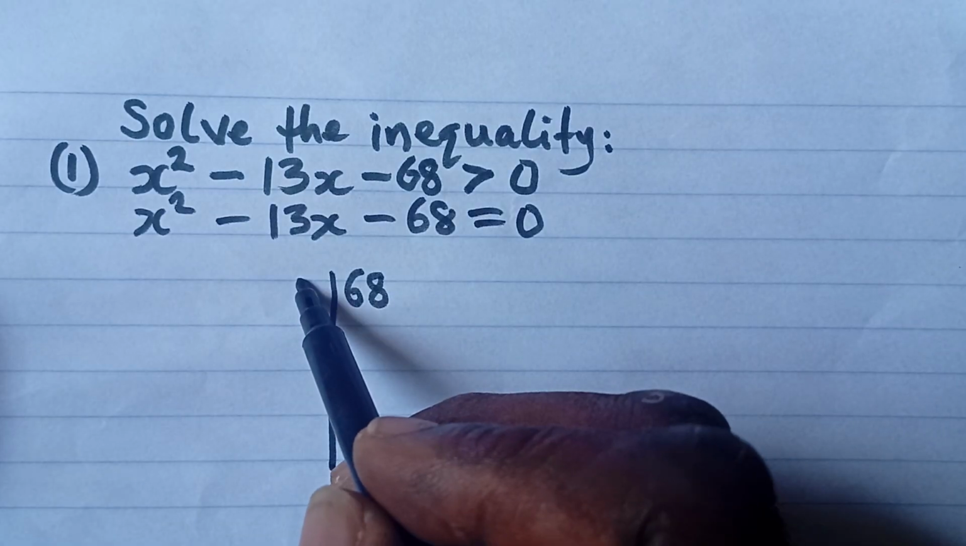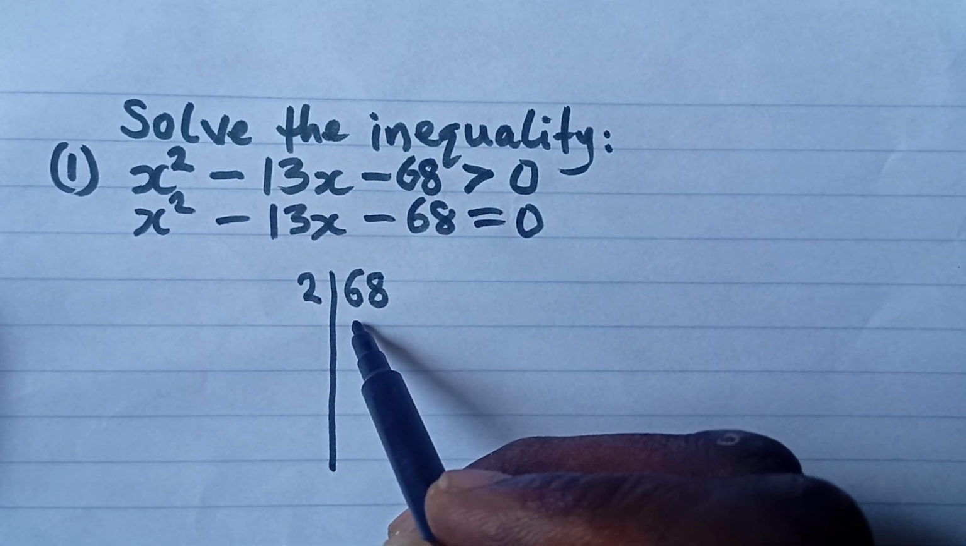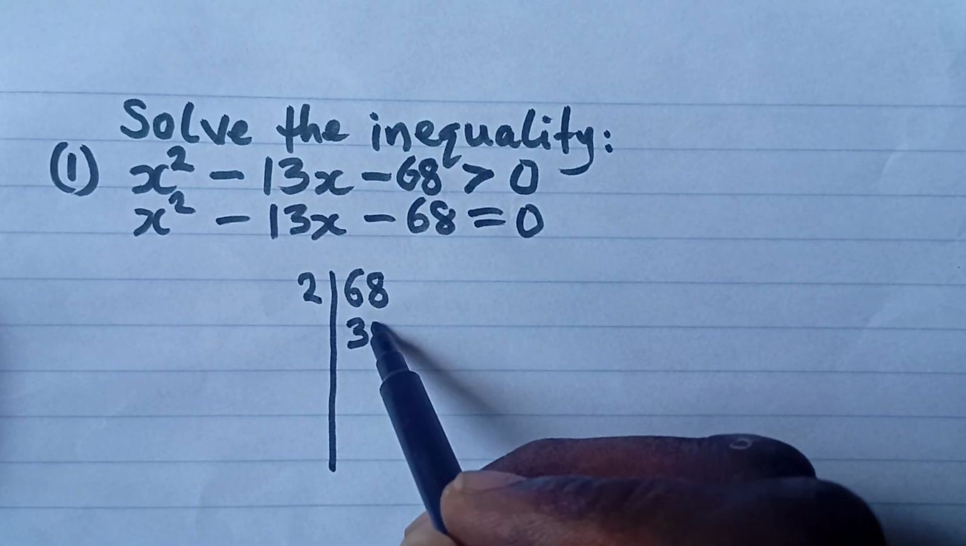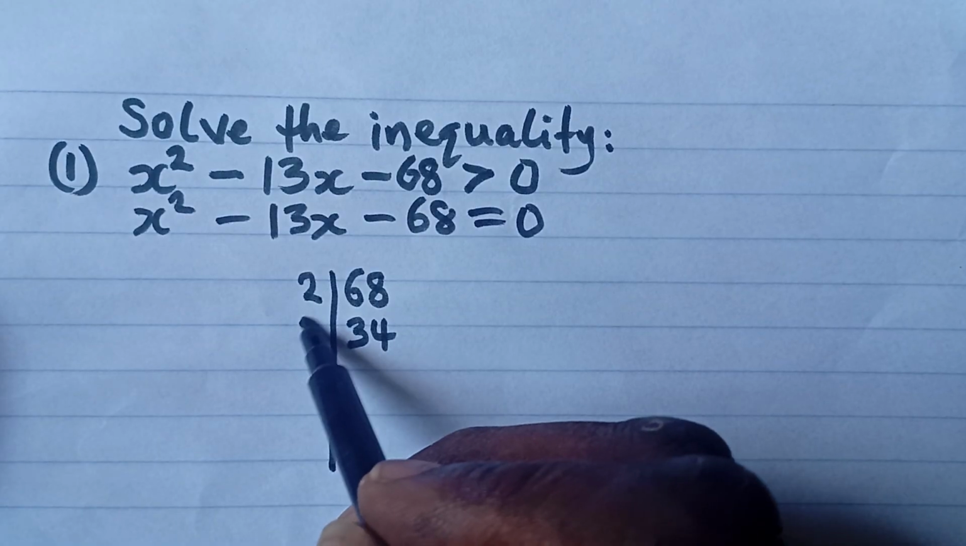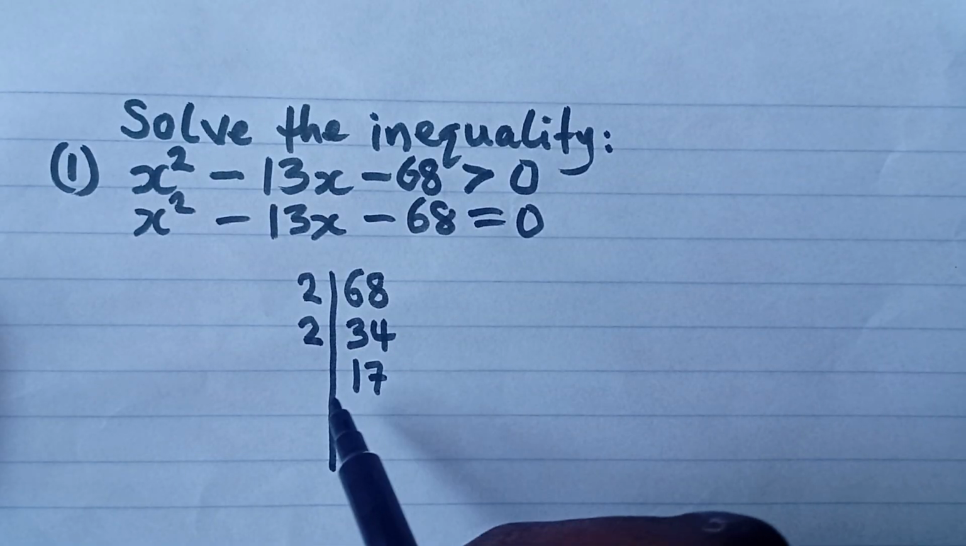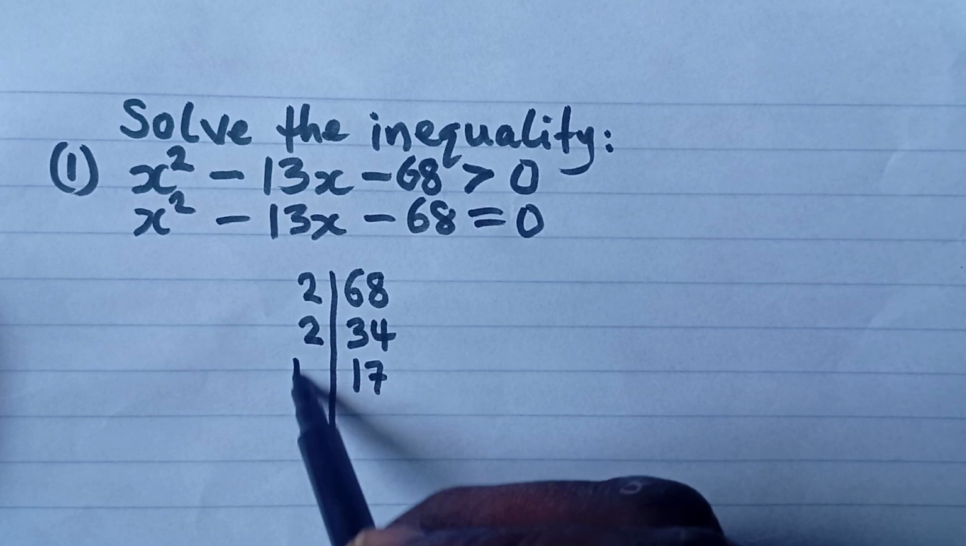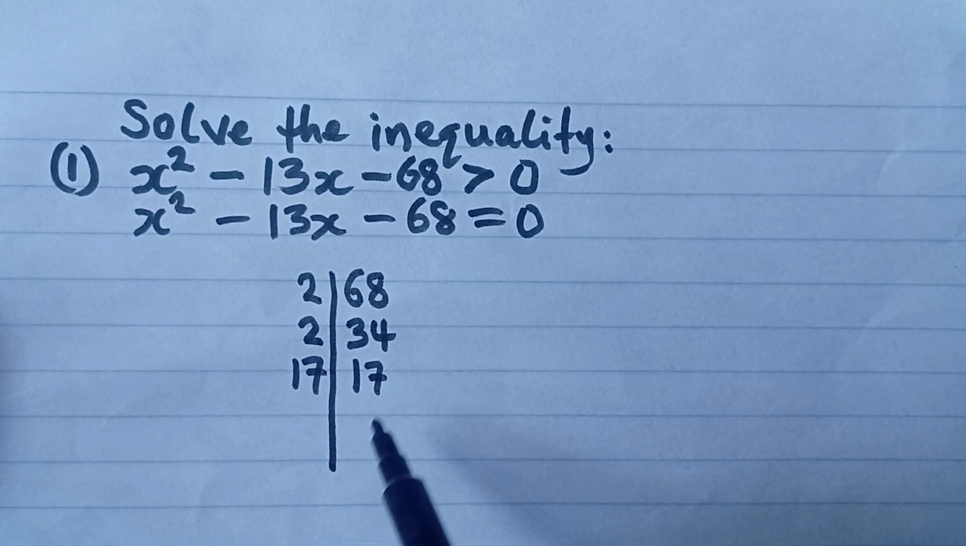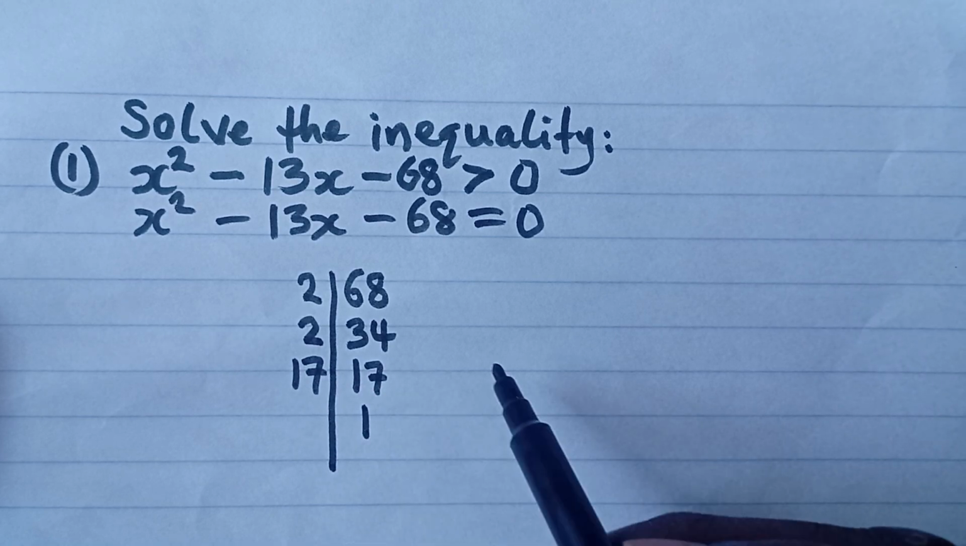So 68 can divide by 2 and we'll have 34. 34 can also divide by 2 and that will give us 17. And then 17 is a prime number. It can only divide itself and that will give us 1.